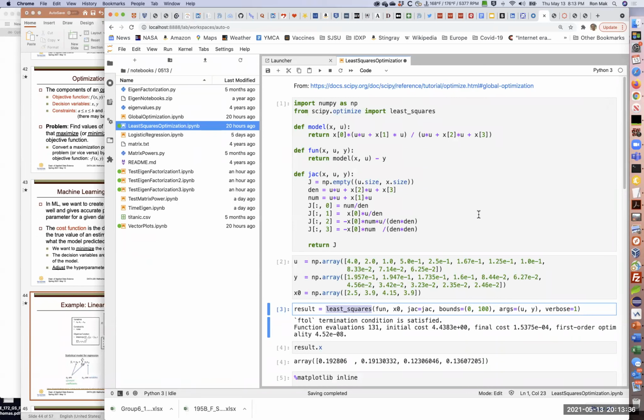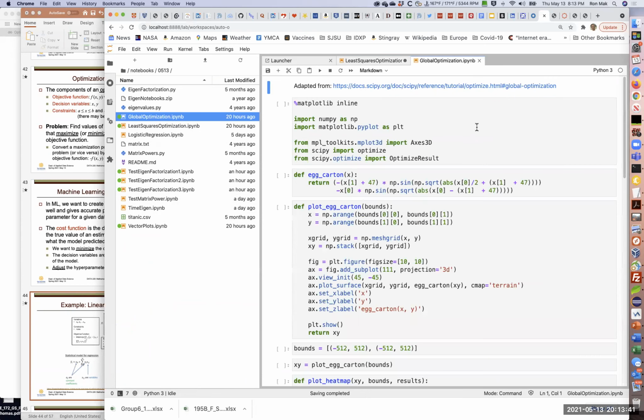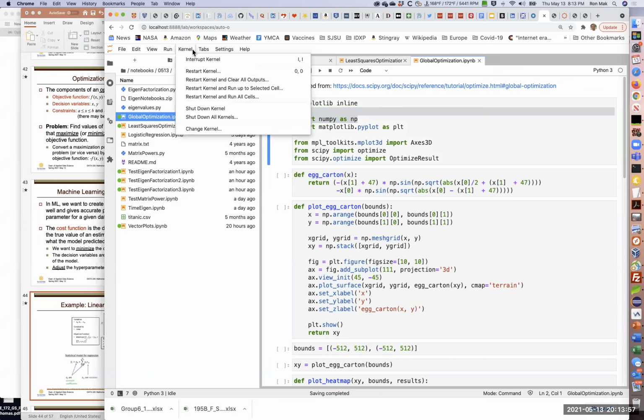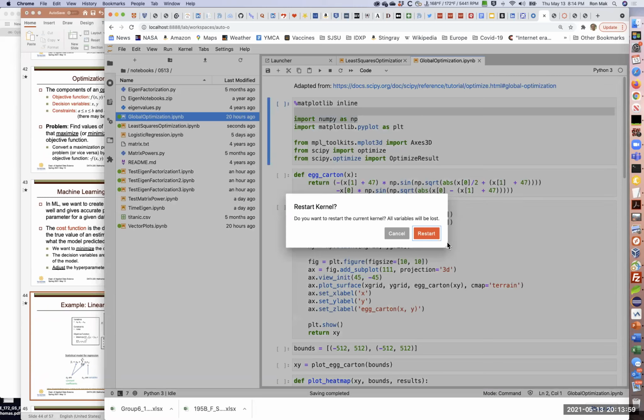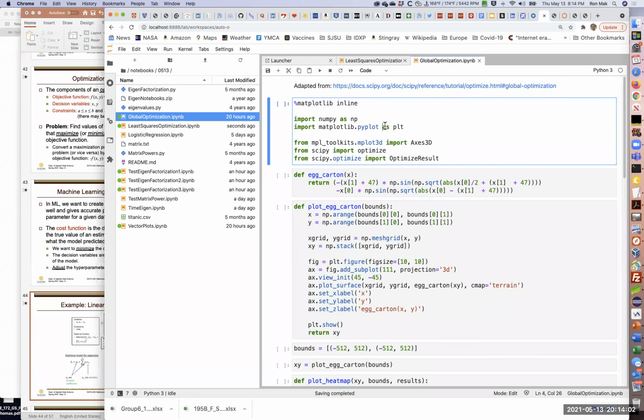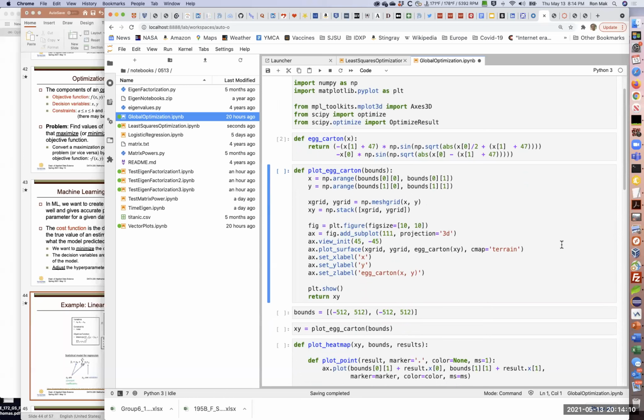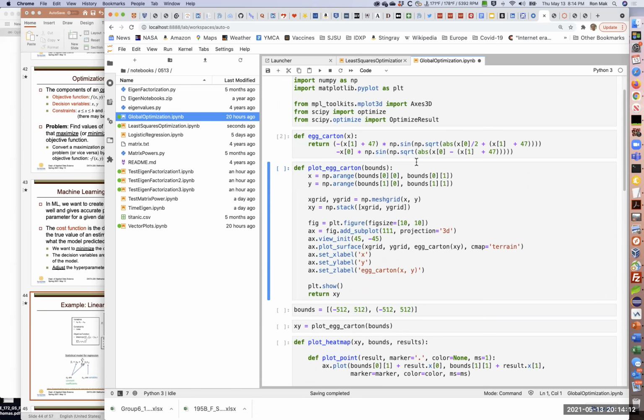Now the other one is more dramatic. Here there is a function called egg carton. And you'll see in a second why it's called the egg carton function, because when you plot it, it looks like an egg carton. So let's actually run this. Let me start the kernel. All right, and I import a bunch of stuff. Here is the egg carton function, and I'm going to plot the egg carton function so you can see that.